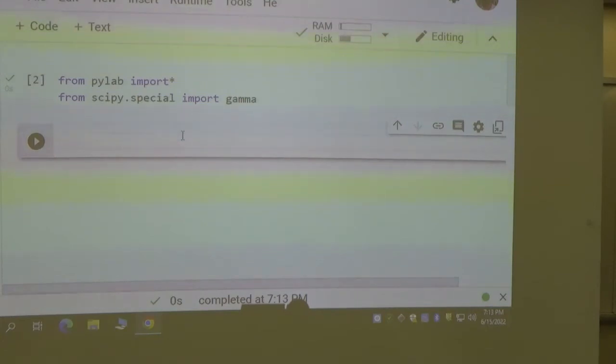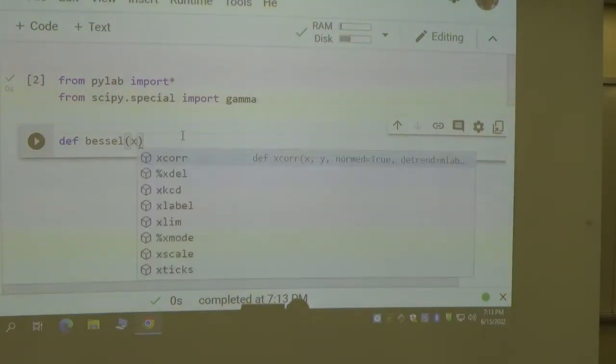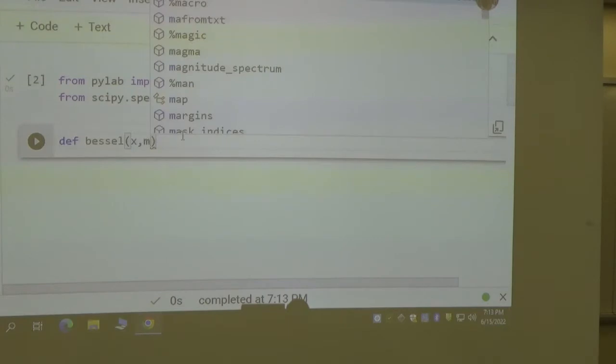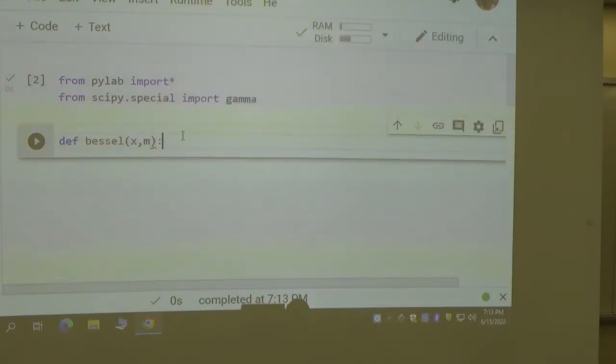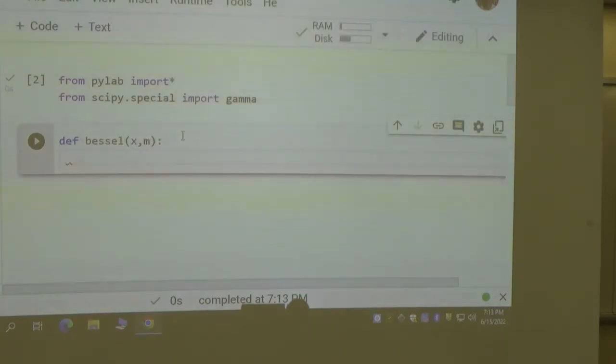So I want to show you the graph of the Bessel function that we just made. So define Bessel, and it will be a function of x, but also order m. Okay. So that's how we're going to say it. And then we're going to say the very first term. So S will be the summation. The very first term is, let me think.